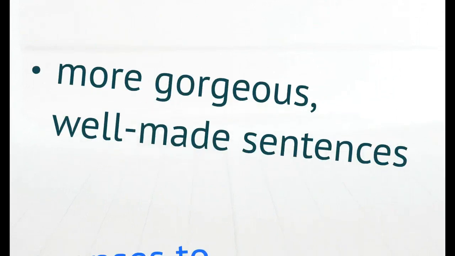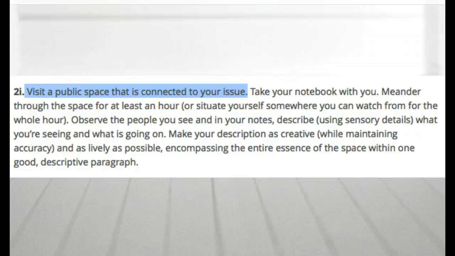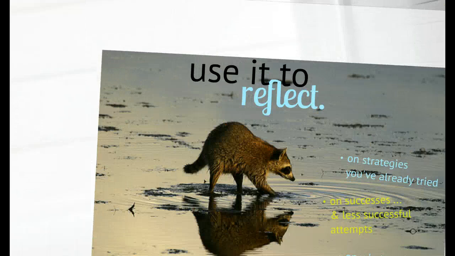We think your notebook is a good place for you to revise and come up with more effective and more beautiful sentences. We also think that this is a place for you to try out and imagine possible apt responses to your writing situation. Here's a notebook prompt that might help you do that. If you visited a public space that's related to your issue and took notes on it, this might help you to discover and then invent approaches to your topic that take into account who the people are who are affected by your issue, how they experience your issue, and what the stakes are for them.